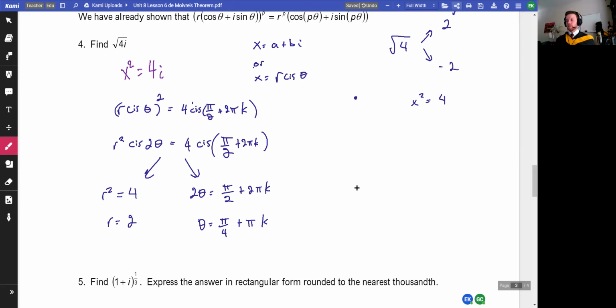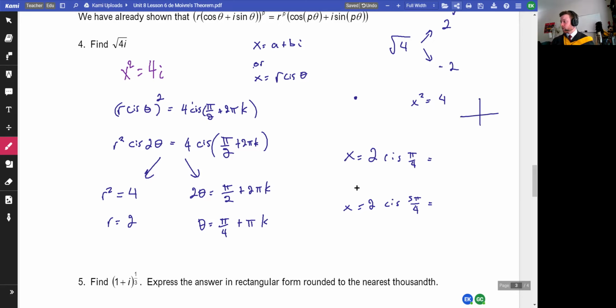Here are our answers. The solutions to the square root of 4i are 2 times cosine pi over 4 plus i sine pi over 4, and 2 times cosine plus i sine. What would the next one be? What's pi over 4 plus pi? 5 pi over 4. For the sake of just doing it, let's convert this back to rectangular.